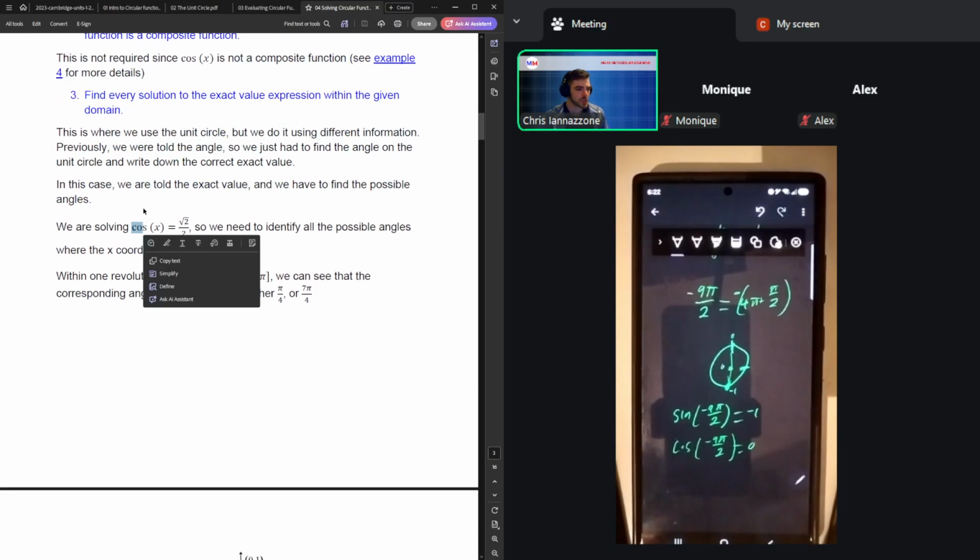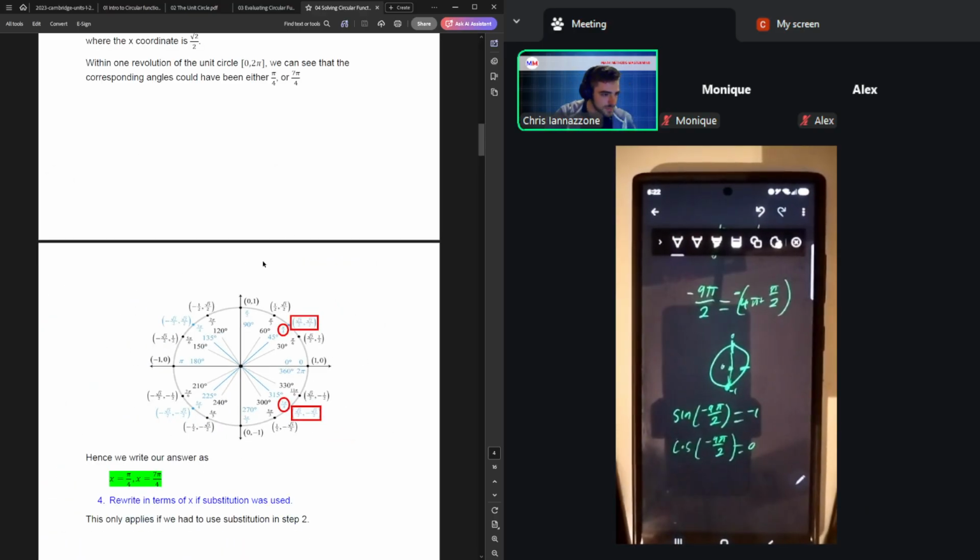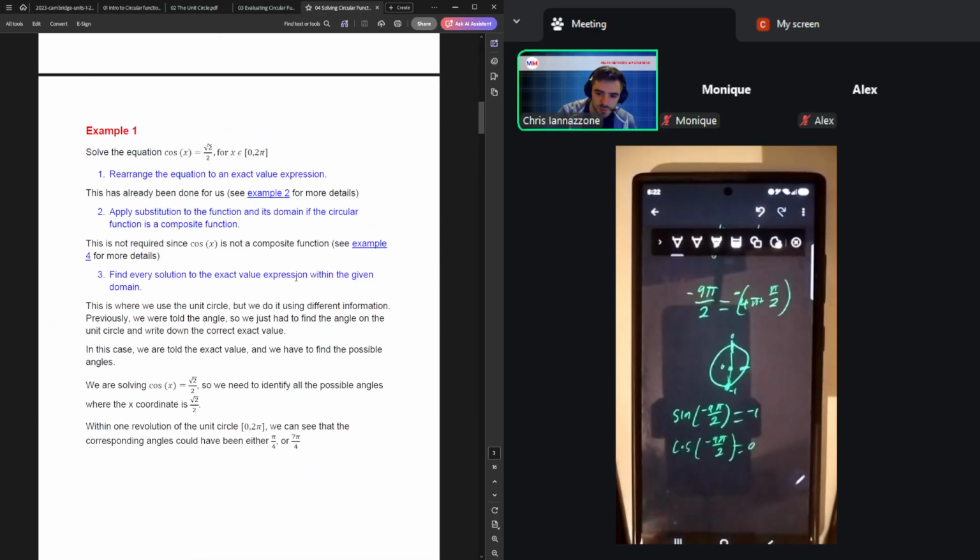So because it's cos, we're looking for which x-coordinates are root 2 on 2. Well, there. That's an x for root 2 on 2, and that's a root 2 on 2. That's also in the x spot. What angles give that? Well, that one and that one. That's our answer. That's all there really is to this, at least in the most basic version of this kind of question.